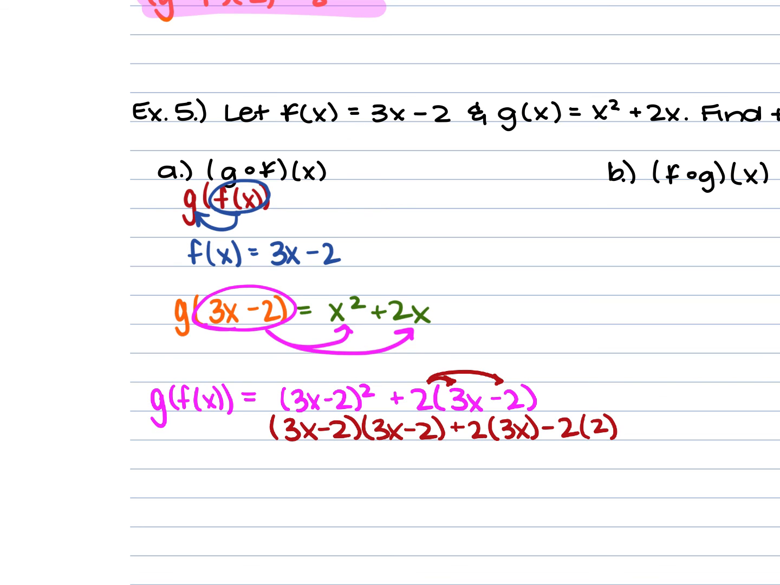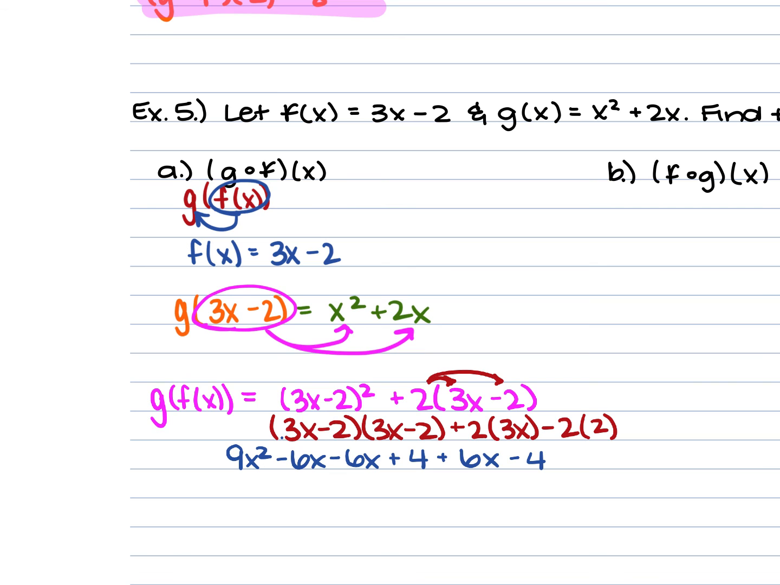From here, if we FOIL, 3x times 3x is 9x squared. 3x times negative 2 is negative 6x. The negative 2 times 3x is negative 6x. And negative 2 times negative 2 is a positive 4. Multiply the 2 times 3x, that gives us 6x. Then the negative 2 times the positive 2, that's a negative 4.